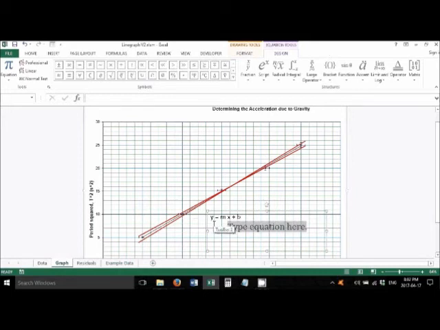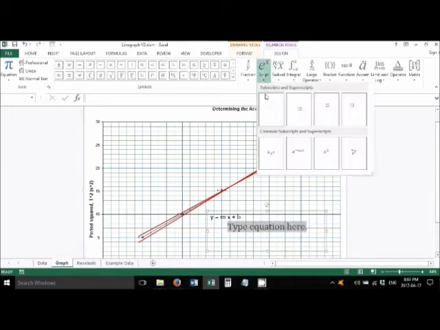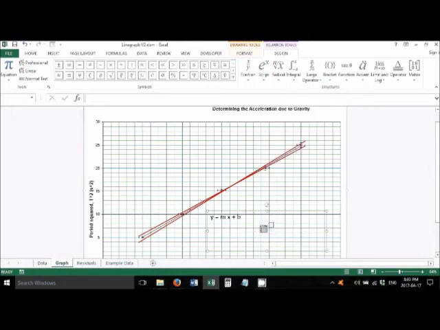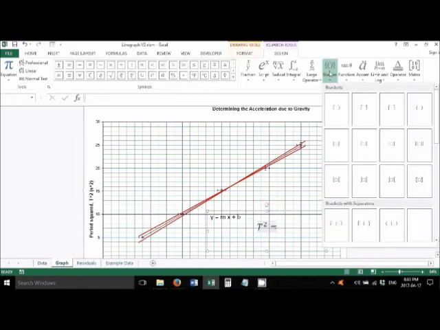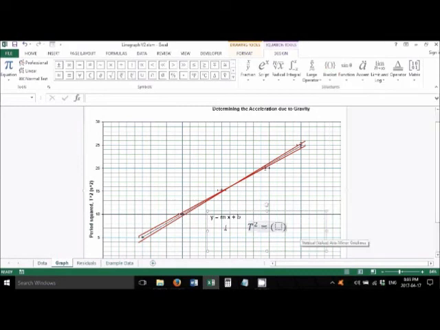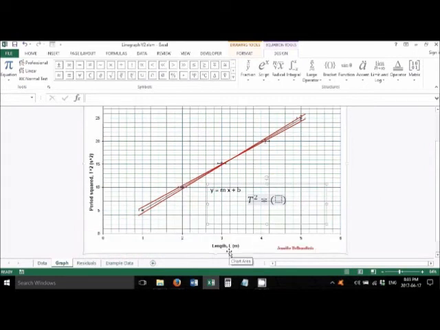So on my y-axis, I've got period squared, so I'm not going to type in y here. I'm going to type in T squared. So I insert a script and I say T squared. Right arrow to get out of the superscript, and then an equal sign. The next thing I'll put in will be my slope, and I'm going to actually put in my experimental value from Table 2. For now, I'll just put some brackets there as a placeholder. So that'll be my m, and the next thing I put in there is x. And of course, for this graph, x is length.